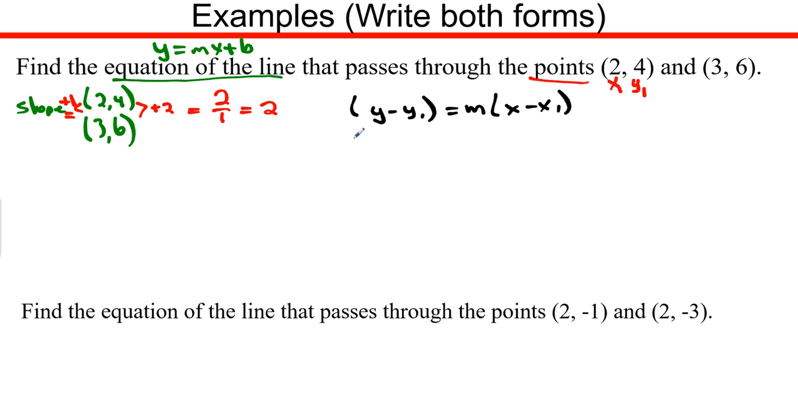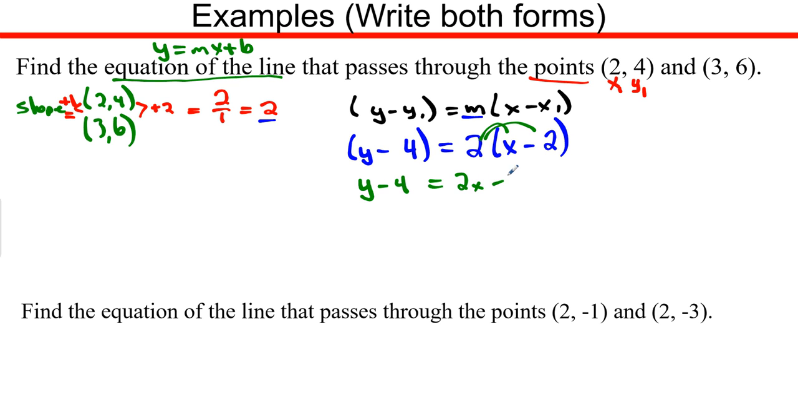So I'm going to have y minus 4 is 2, because that's my slope we just found right there, times x minus 2. Go ahead and simplify. Nothing to distribute here, so the parentheses drop. 2 needs to multiply to both, so 2x minus 4. And then we just need to get the y by itself, so we add 4 to both sides, and we're going to get y equals 2x.